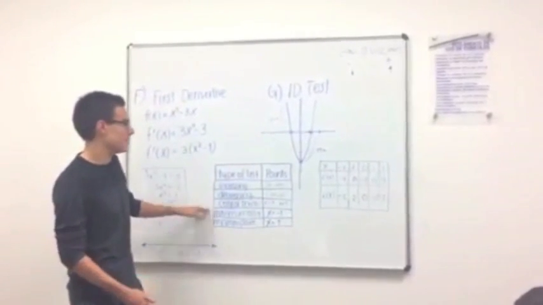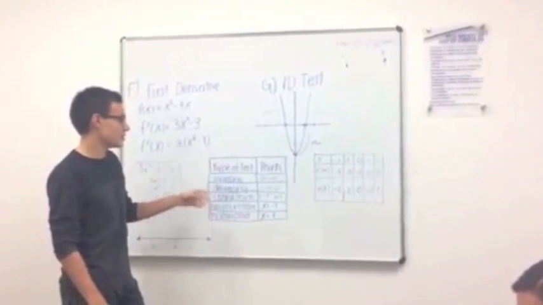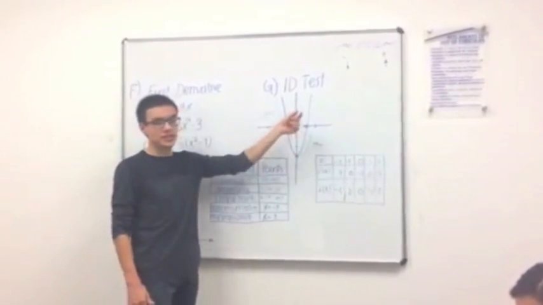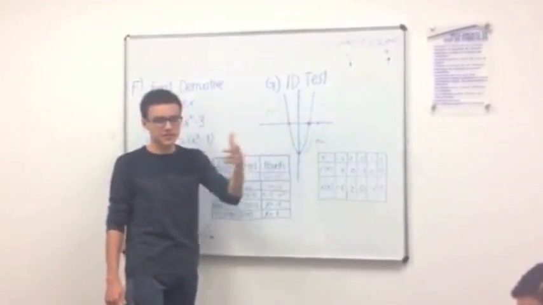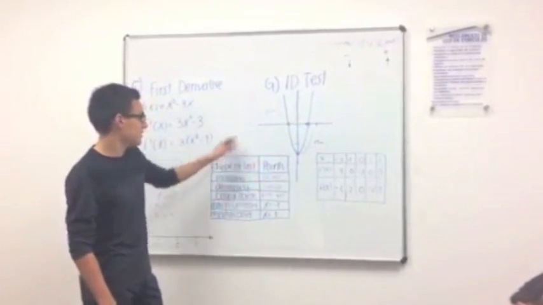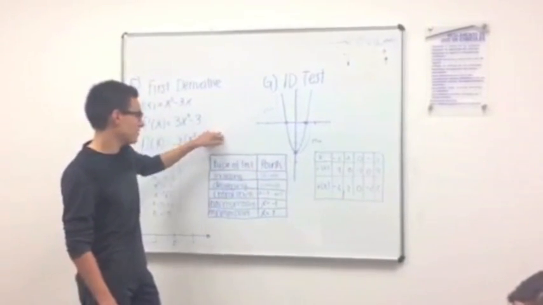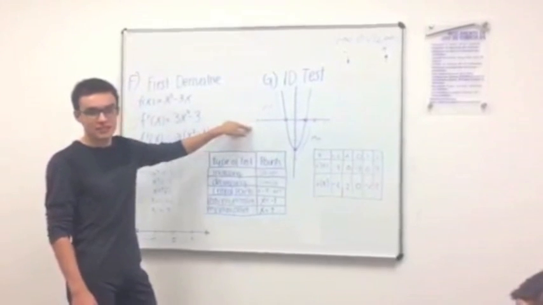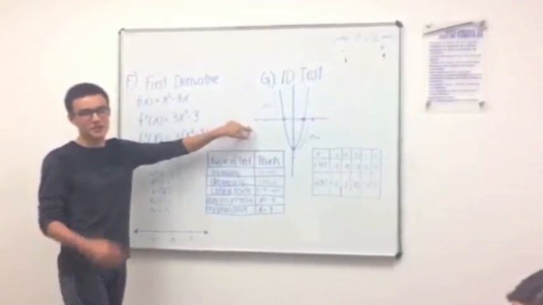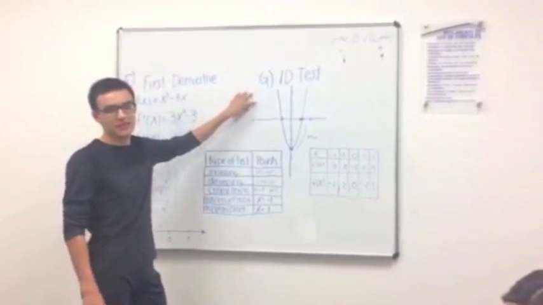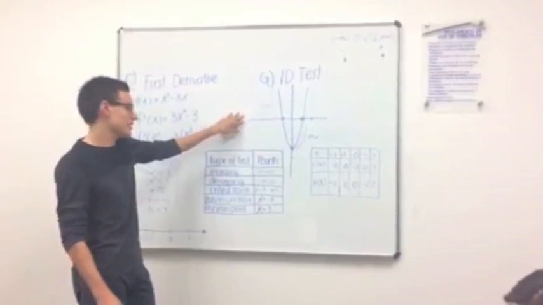maximum point, minimum point. The increasing works like from the point 0 to infinity, it's going upwards, therefore it's increasing. And when it's decreasing, it's going from minus infinity of x to the point 0. So it's going downwards, therefore it's decreasing.